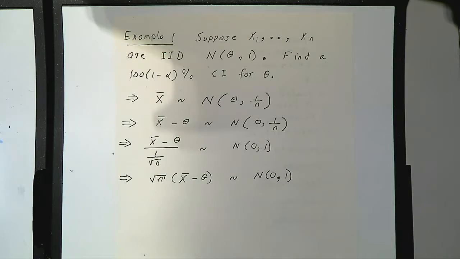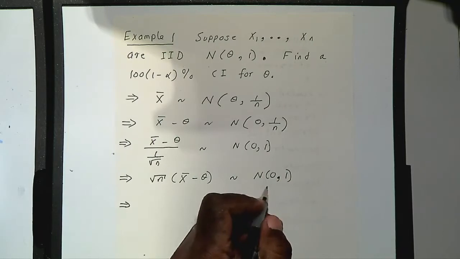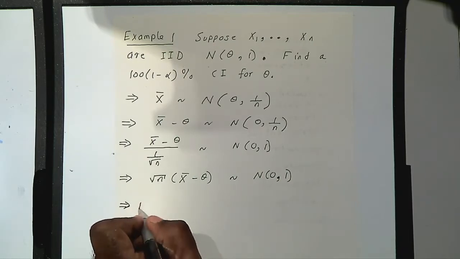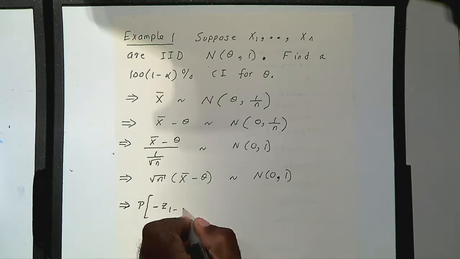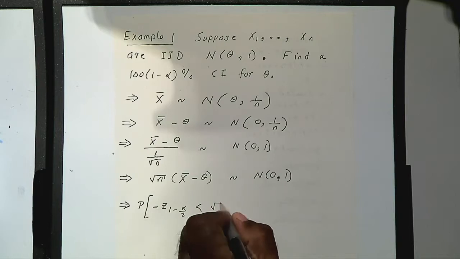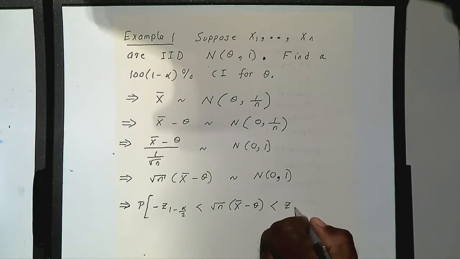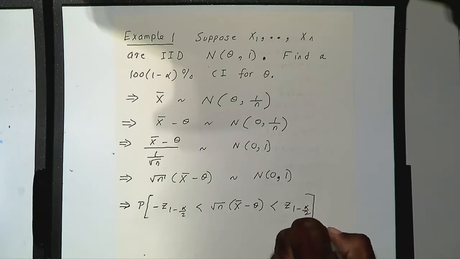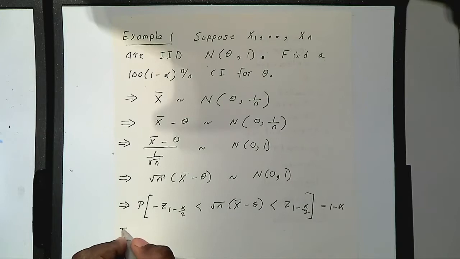Now, to find the confidence interval, you remember, because this guy has a standard normal distribution, we can say the probability equal to, can you tell me what this is equal to, guys? Tell me. 1 minus alpha, right?